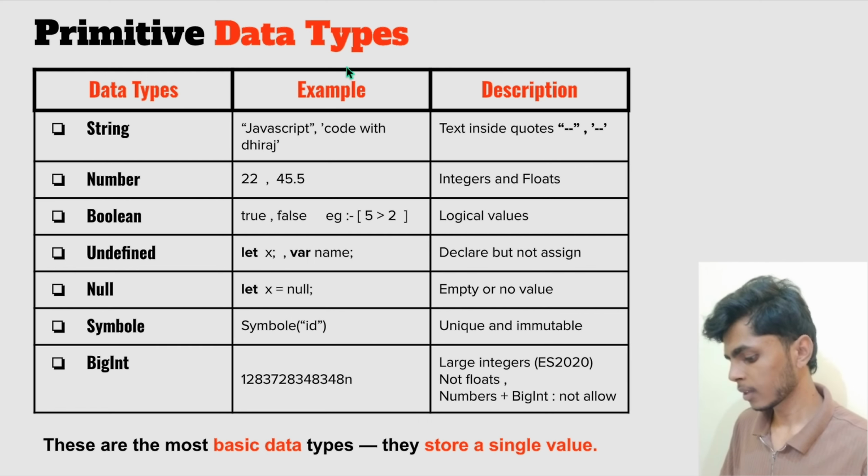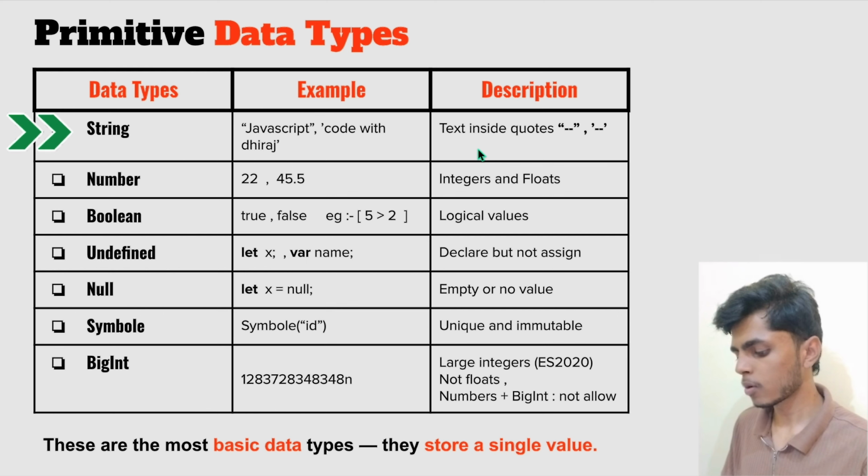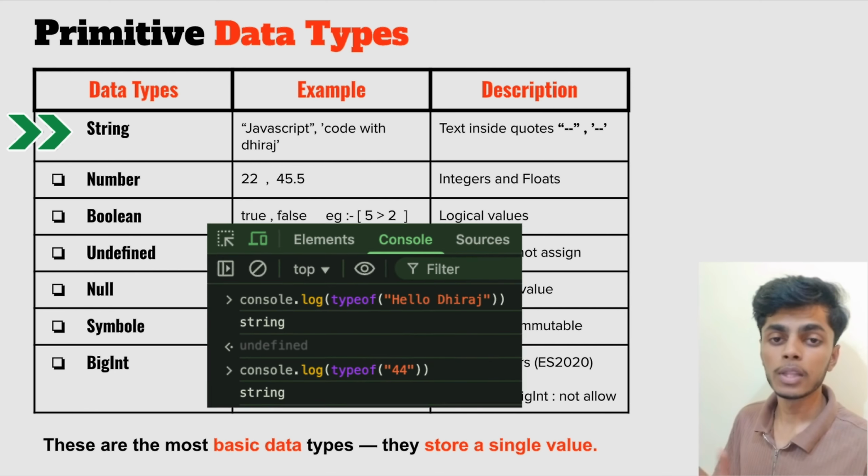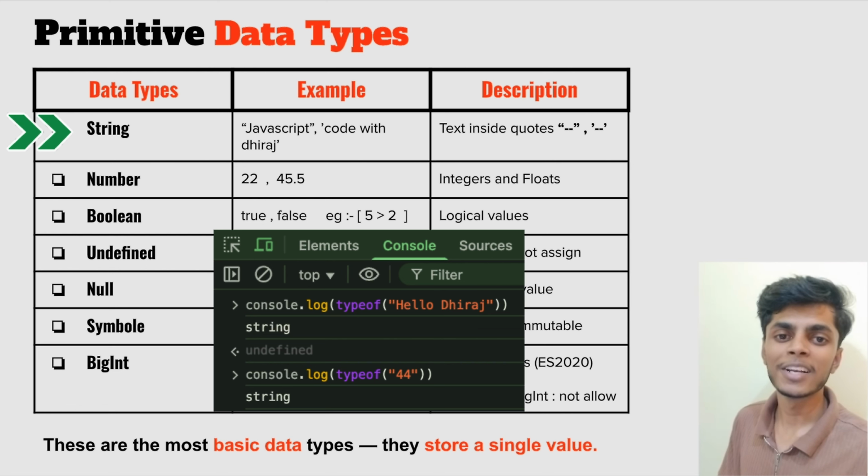Here are the 7 primitive data types in this table. You can see we are starting with a string. So what is a string? String means text inside double quotes or single quotes. Here is an example. We put JavaScript in double quotes and Code with Dhiraj in single quotes. These both are strings. If we put a number between the quotes, JavaScript returns it also as a string.